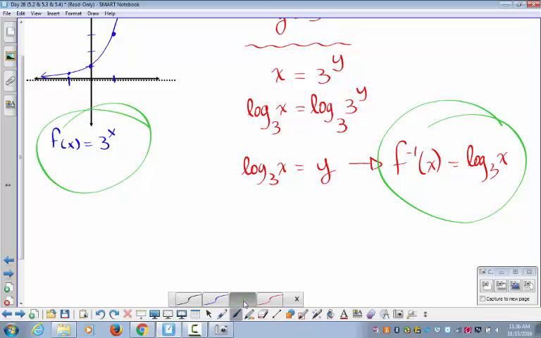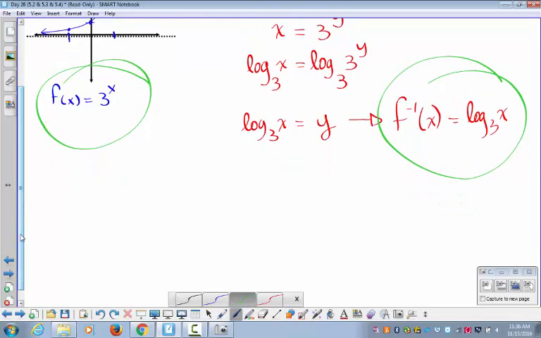And then let's just explore the property that you looked at a lot with inverses in algebra. If you do a composition, if you take the inverse function and put it into the function, what are you supposed to get? You remember?